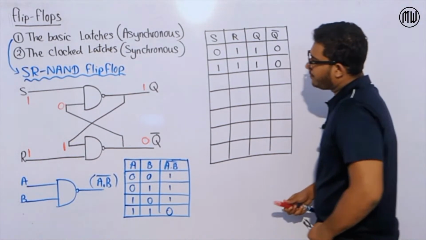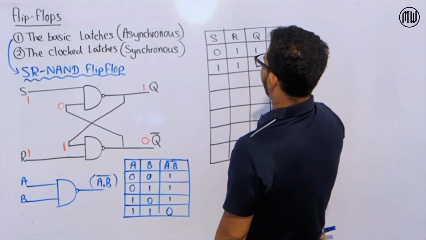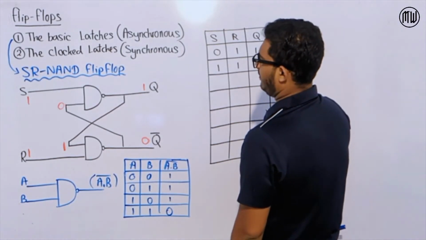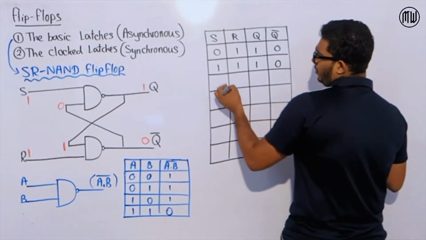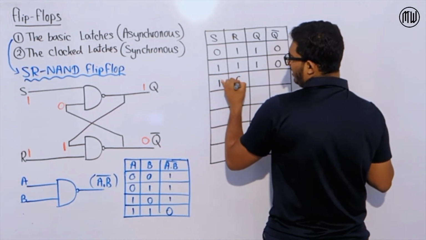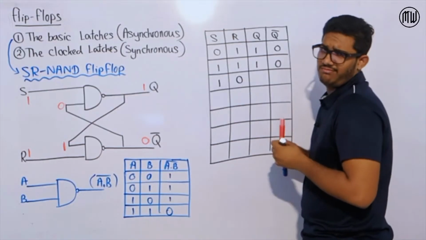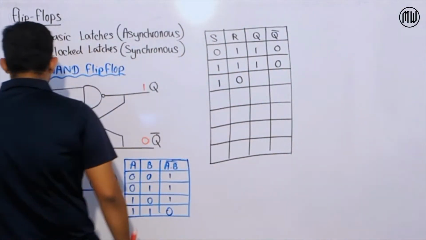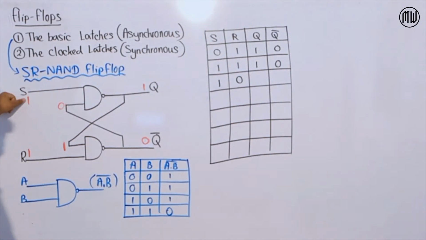All right. Next up, let's do 1 0. Yeah, sure. Let's do 1 0. So this time I'm going to keep 1 here, and I'm going to do a 0 here.